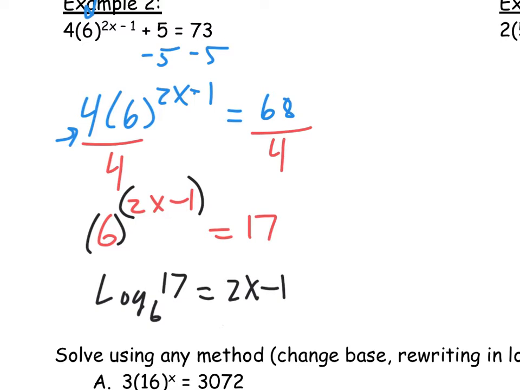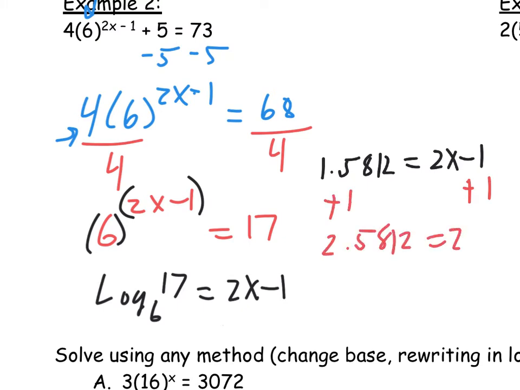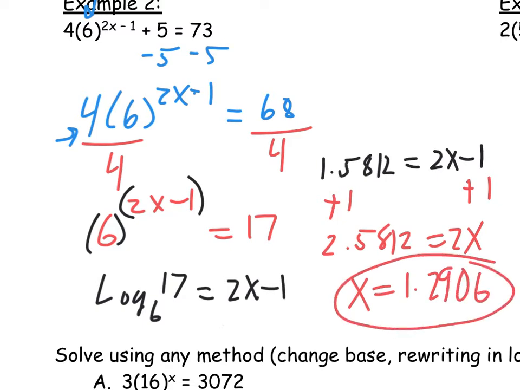So now I get this: 1.5812 equals 2x minus 1. So now we're going to add 1 to both sides. Now we just solve it like a regular equation. So this is 2.5812 equals 2x. So now we just divide that. 2.5812 divided by 2. So x equals 1.2906. So this is kind of what we did yesterday.